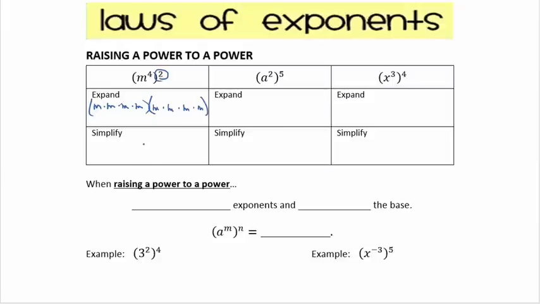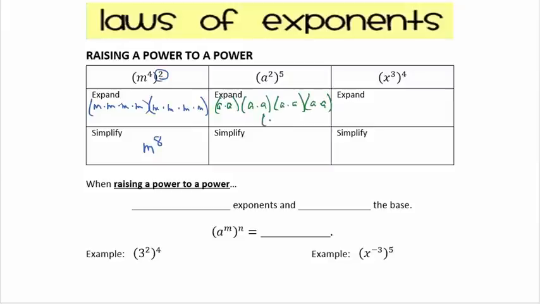I'll simplify now. How many m's am I multiplying together? There's 8 of them. Okay? Let's look at the second example. A to the 2nd raised to the 5th. That means I have 5 a to the 2nds. And a to the 2nd is just a times a. So there's one of them. There's 2. There's 3.